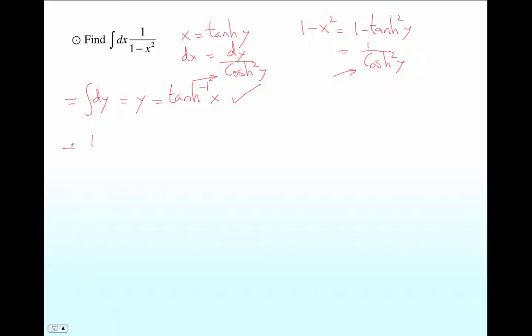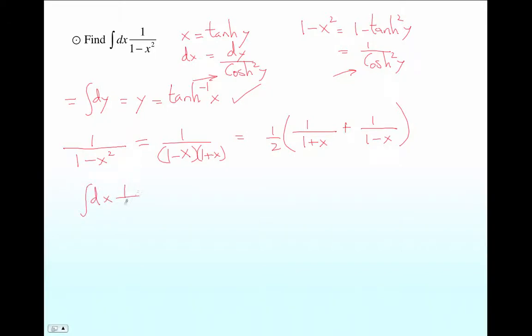And so let's use the method of partial fractions that we had discussed earlier. This is 1 over 1 minus x into 1 plus x. And so I can write this as, you can see very easily, 1 over 1 plus x plus 1 over 1 minus x. Okay, so now I can integrate this 1 over 1 minus x squared, and what I get is half.